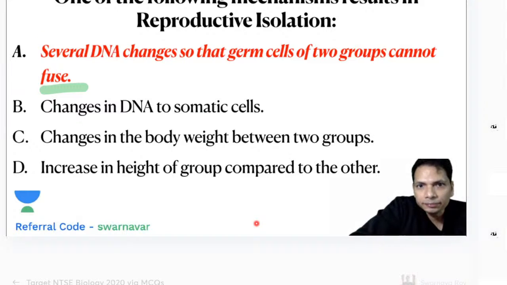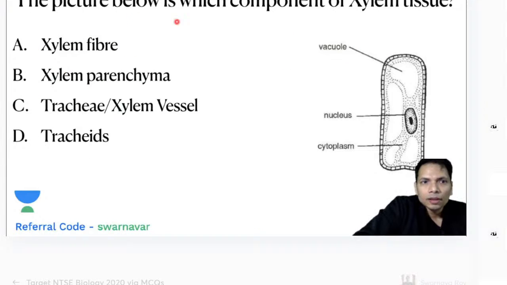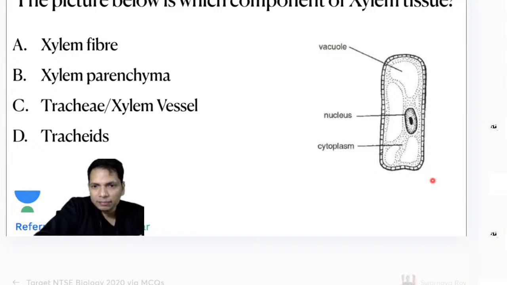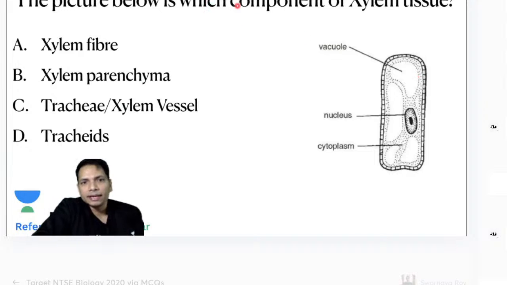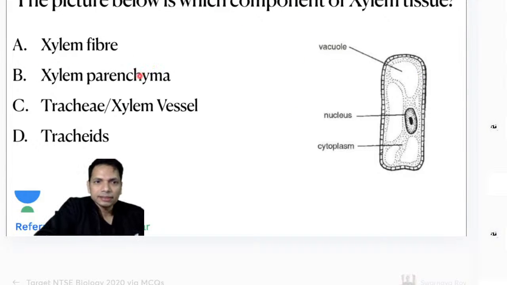Next question. The picture below is which component of the xylem tissue? The picture shown here is which component of the xylem tissue? Is it xylem fiber, xylem parenchyma, tracheid, or xylem vessel, or just trachea? Sorry, trachea or xylem vessel or just tracheids?